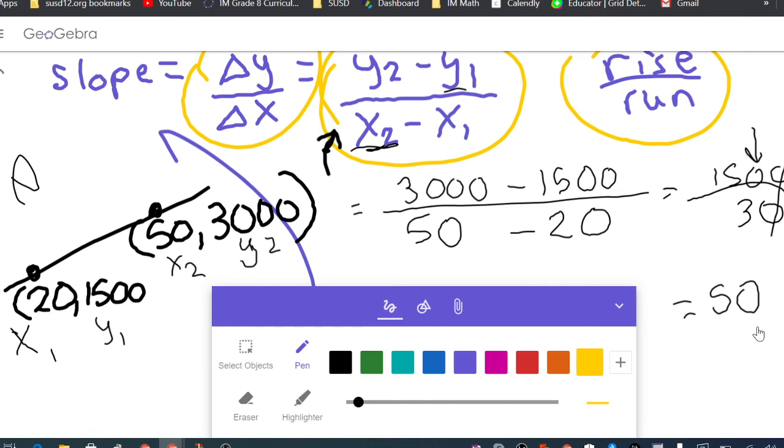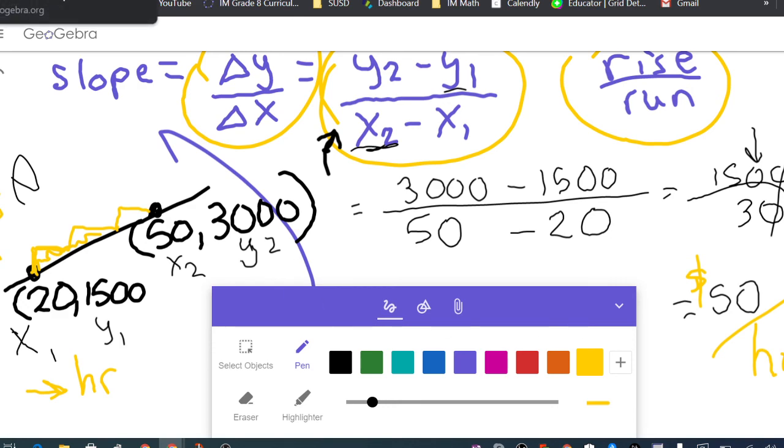That means, let me show you what it means. It means it goes up 50 every hour. The x-axis is hours of work. The y-axis is cost in dollars. So it goes up $50 over 1 hour, up $50 over 1 hour. Like that. So this 50 means $50 per hour. That is the rate that they charge.